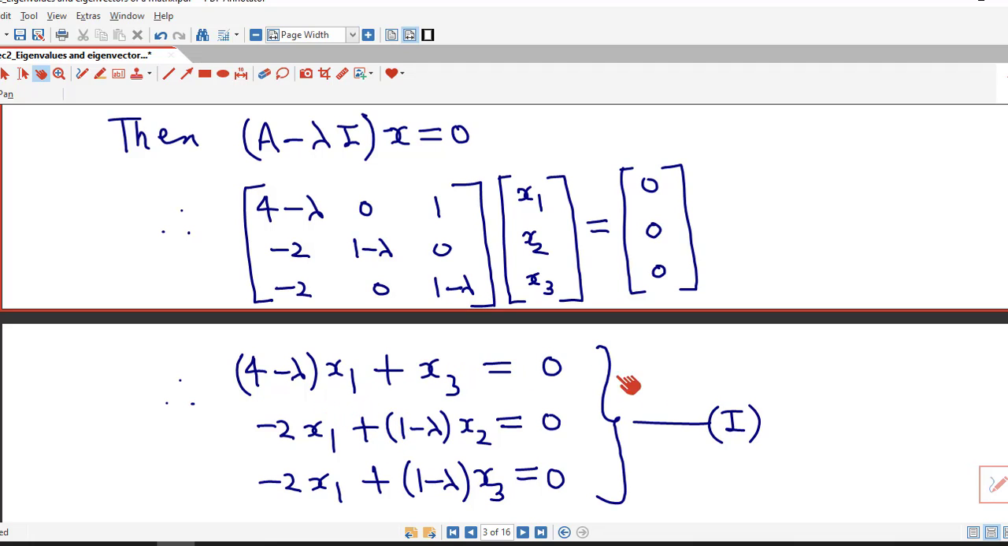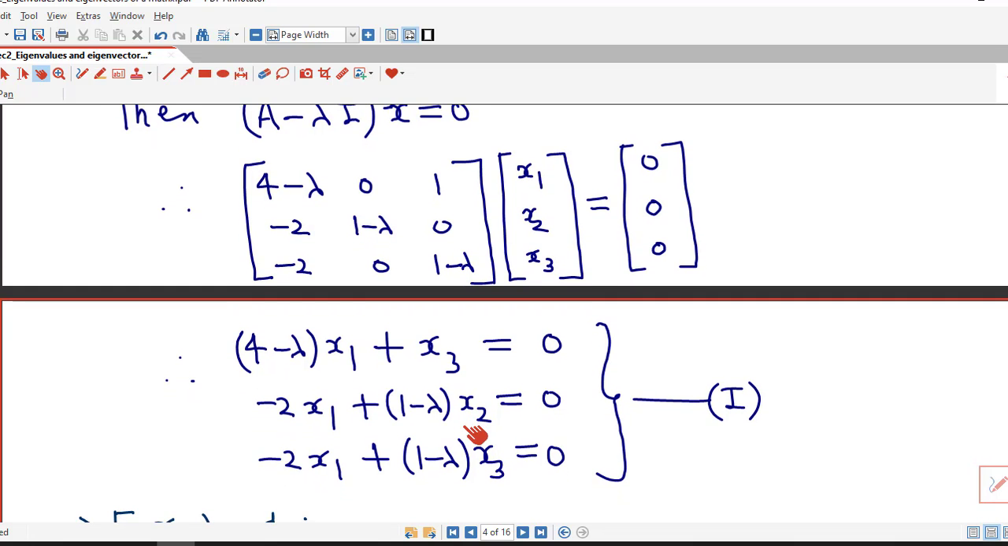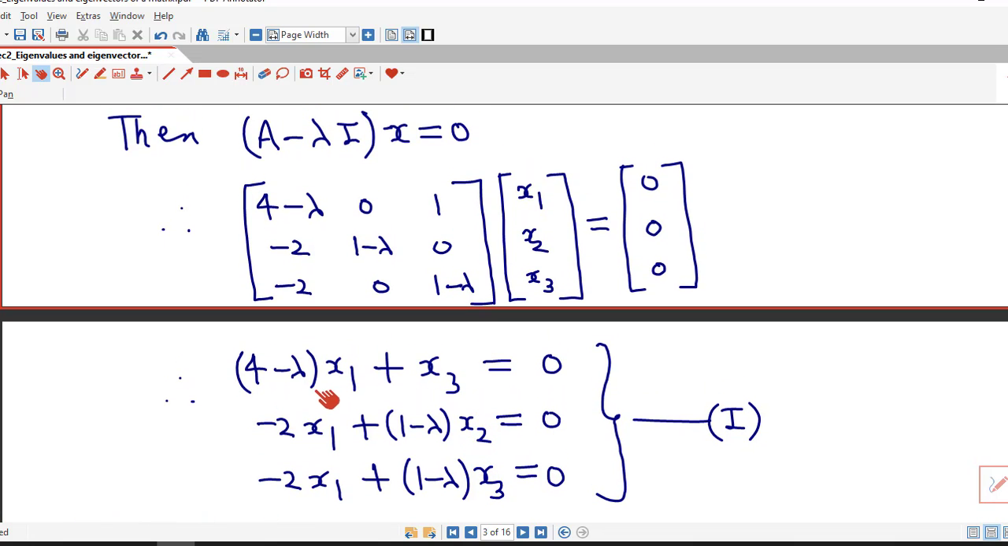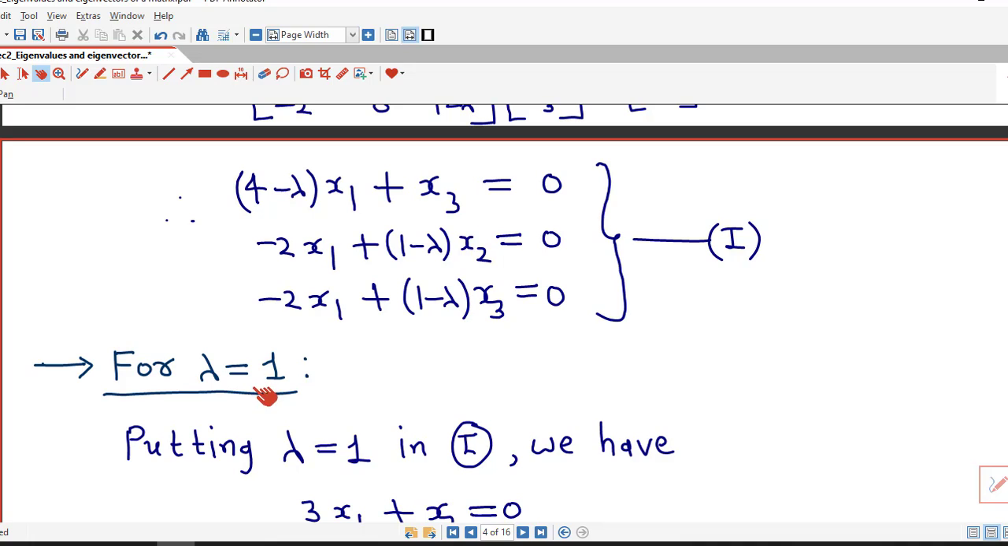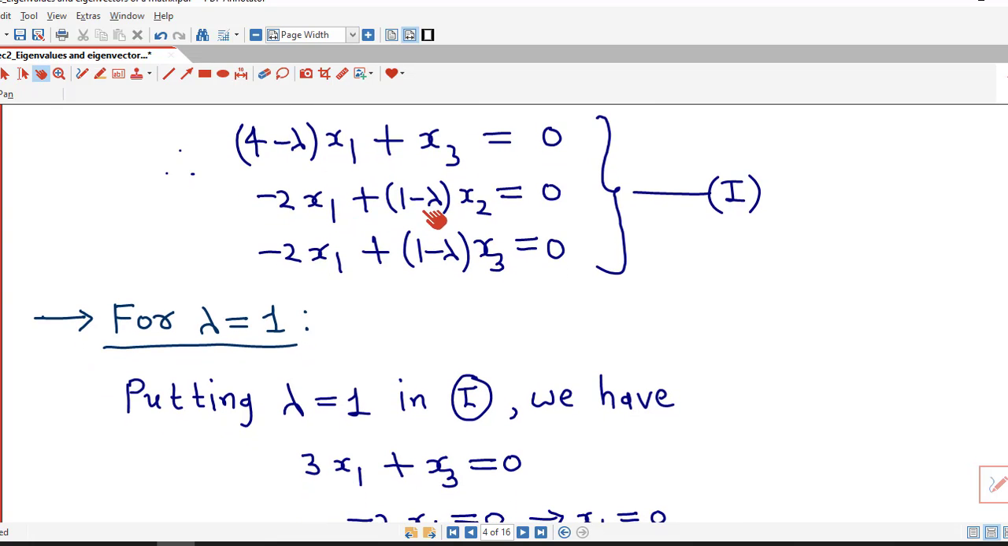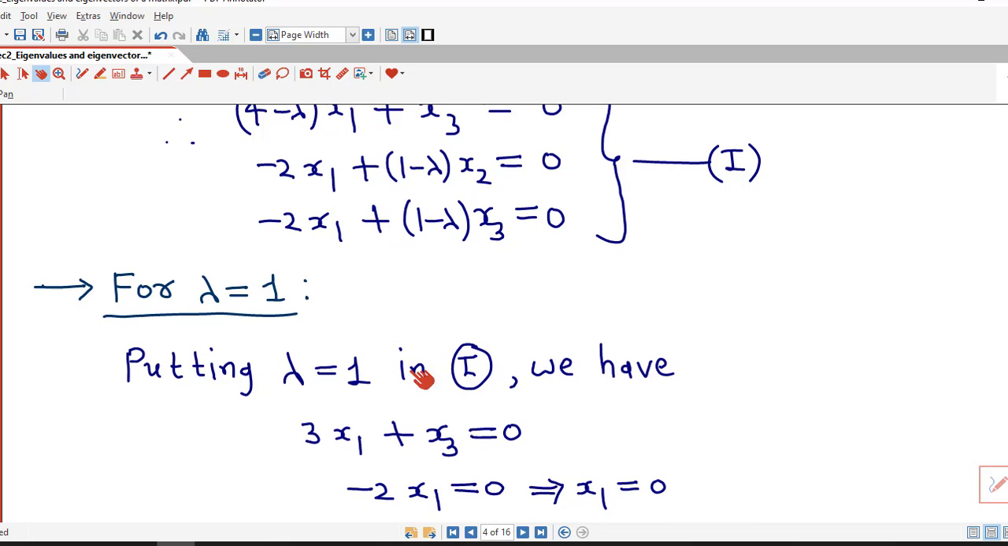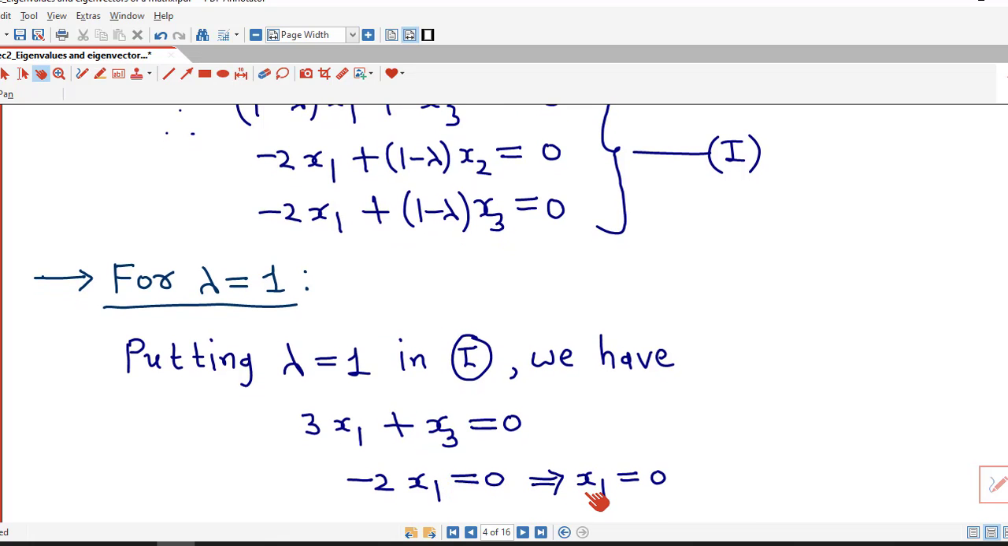Now we solve this system 1 for different values of lambda. So there are 3 eigenvalues here. So for each eigenvalue we have to solve this system. So first we solve this system for lambda equal to 1. If we put lambda equal to 1 here, we have 4 minus 1, which is 3x1 plus x3 equal to 0. For lambda equal to 1, these two terms will be 0. So we have minus 2x1 equal to 0. And this implies x1 is 0.